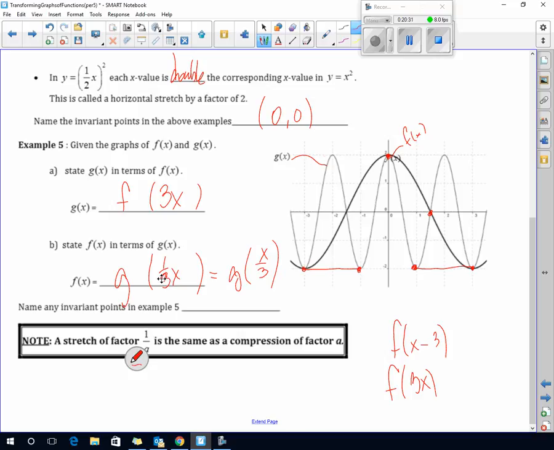So this is kind of what we were talking about. A stretch factor of 1 over a is the same as a compression of a. So it's a reciprocal factor going on here. Big words.